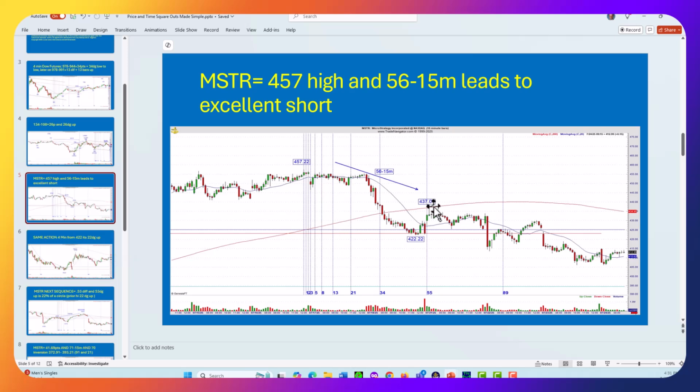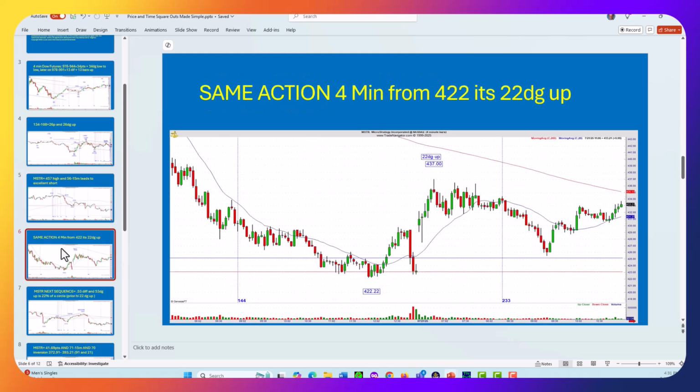Now take a good look at the 457.22, the low 22.22. Check out the next action. Going to the smaller time frame. Now we're on a 4-minute from a 15-minute. 422.22, 22 degrees up. Nice drop. This is what we call a replication flip because it's a replication in numbers, and you have the same number at the low as you have at the high, which is a very high probability change of direction point.